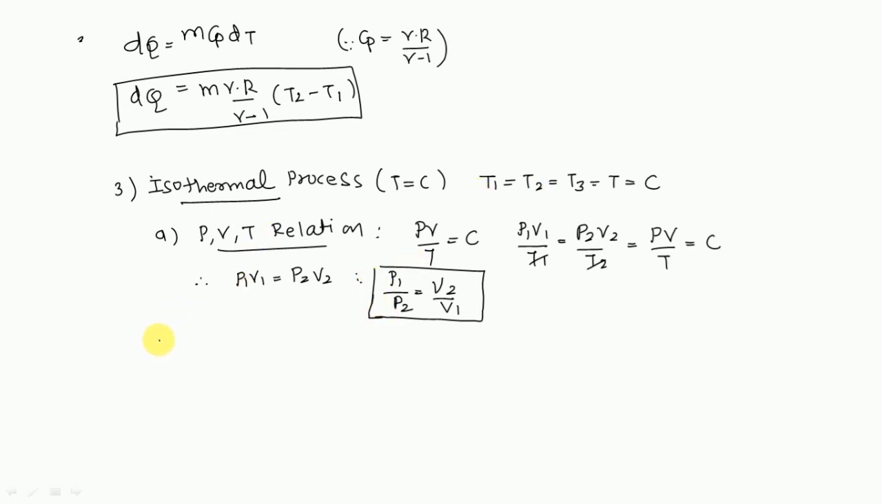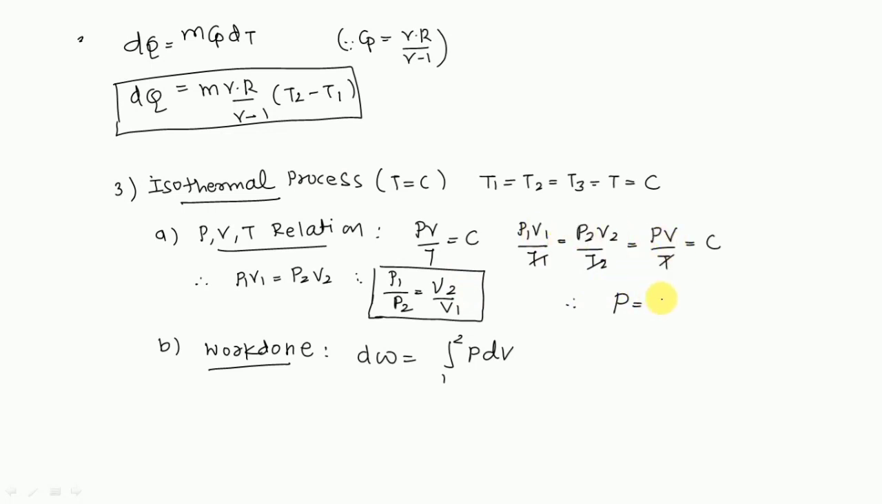Now the second one is the work done equation. For the isothermal process, we can write W is equal to the integration from 1 to 2 of P dV. From the equation PV upon T is equal to C, P1 V1 upon T1 is equal to C, we can write P is equal to C upon V, or we simply say that T is constant, so we can remove it.